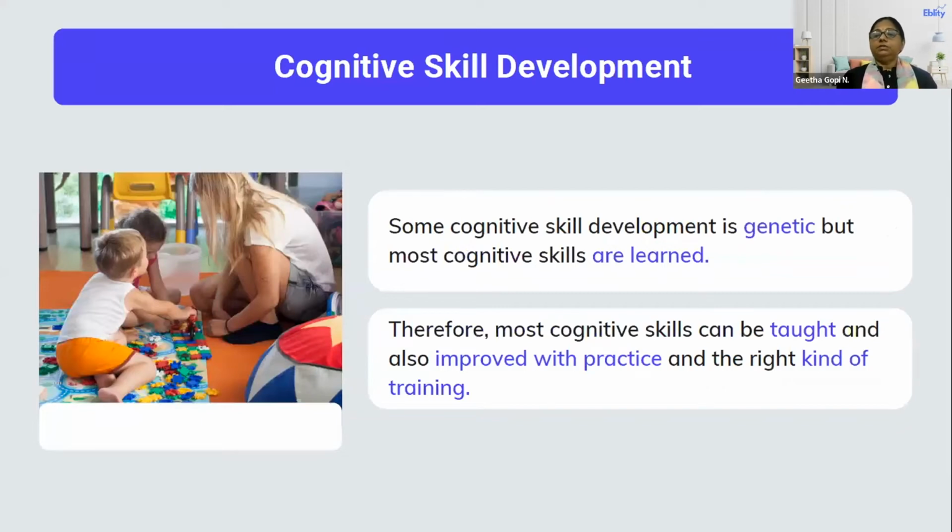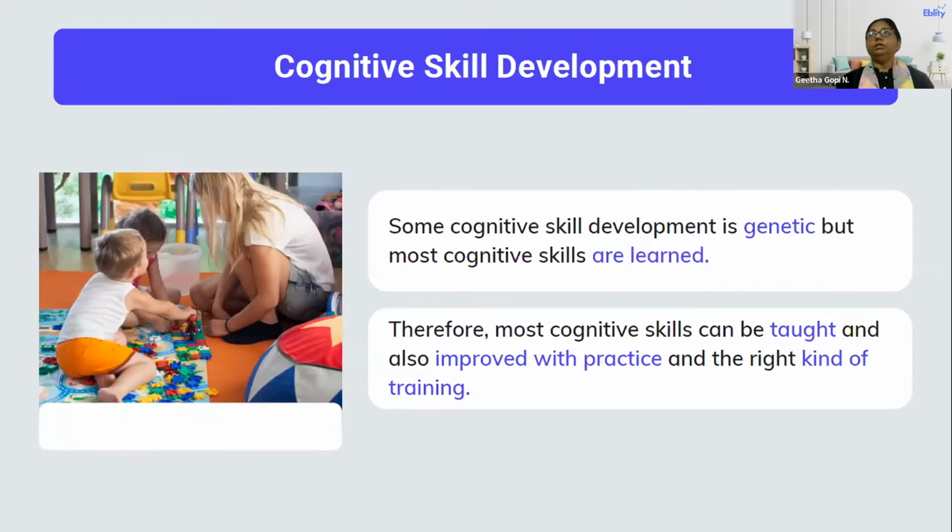Some of the cognitive skill development does happen, but it is not within our reach. That is, it is more like genetic. It may be acquired over time. It may be in the genetic disposition that we come with when we are born. But a lot of the cognitive skills are actually learned from the environment.